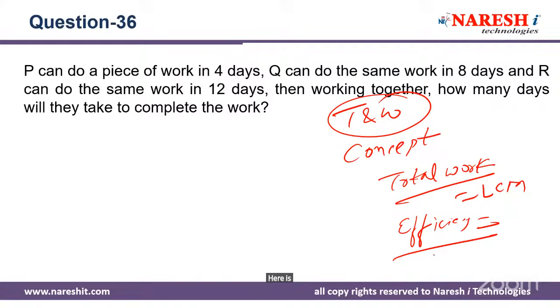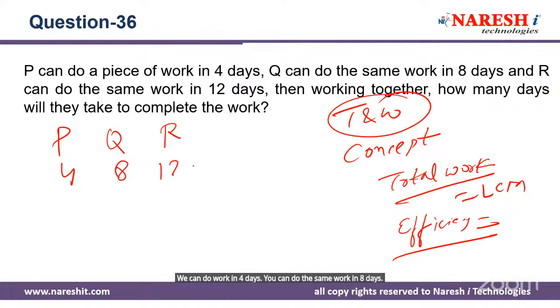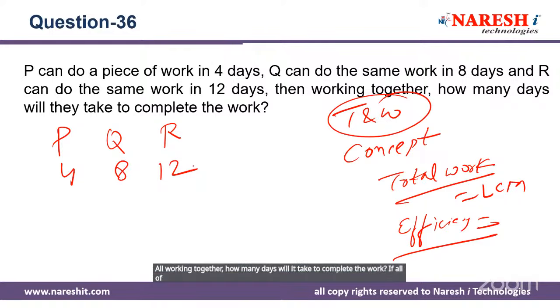Here is the question. P can complete a work in 4 days. Q can do the same work in 8 days. And R can do it in 12 days. All working together, how many days will they take to complete the work? First, find total work. Total work, how?